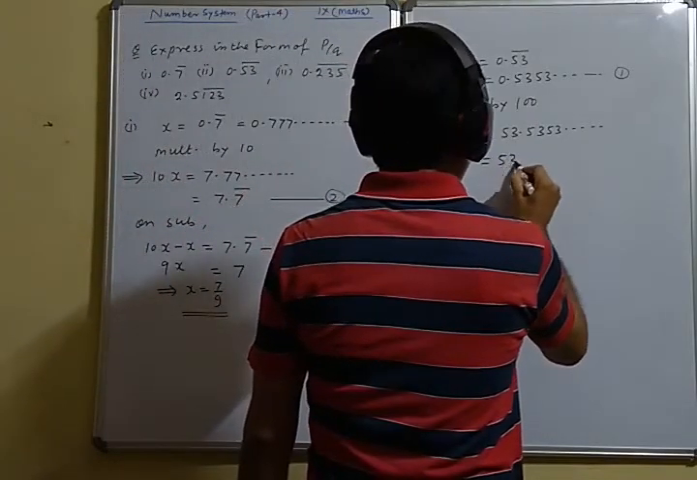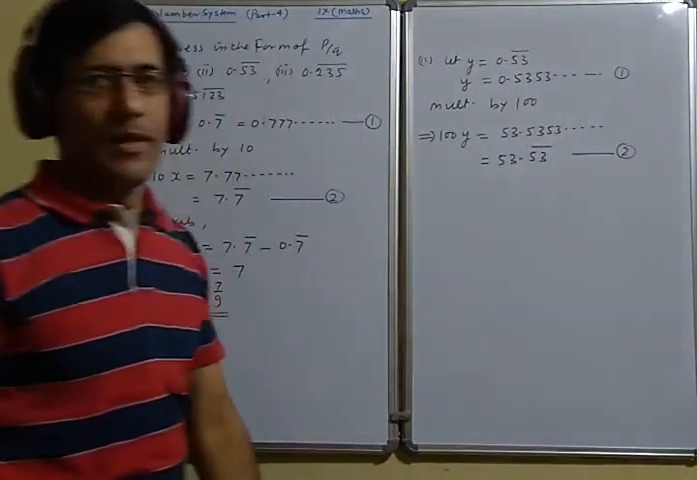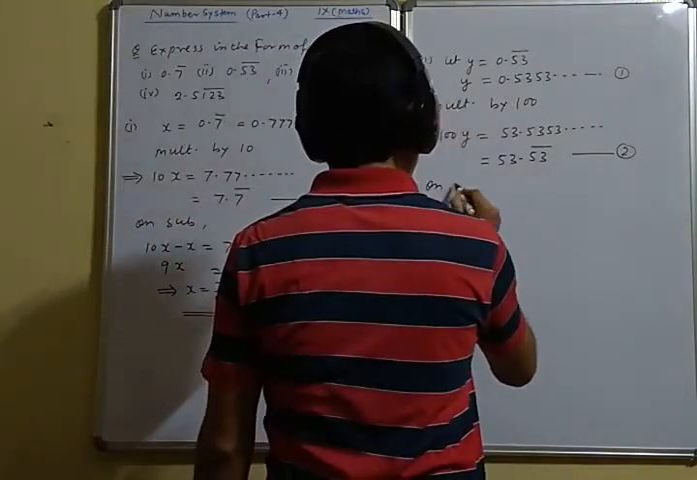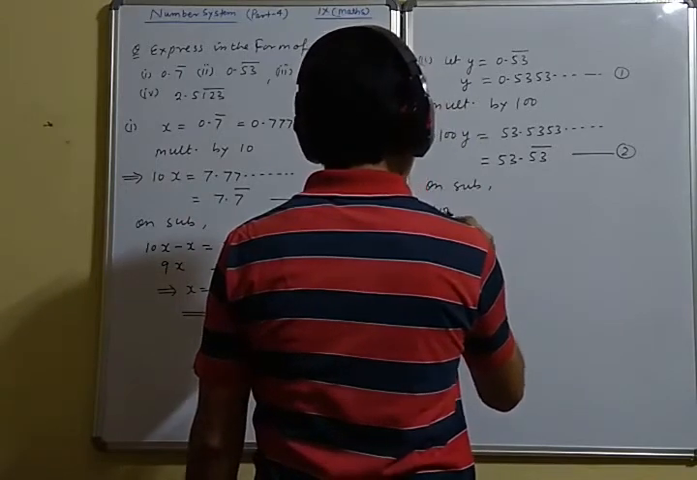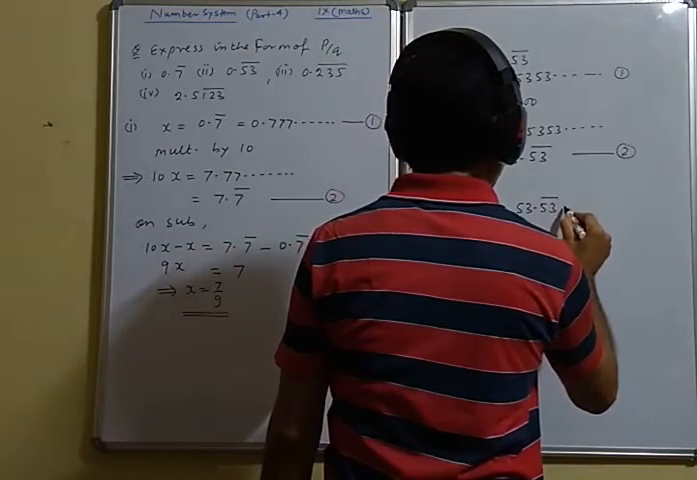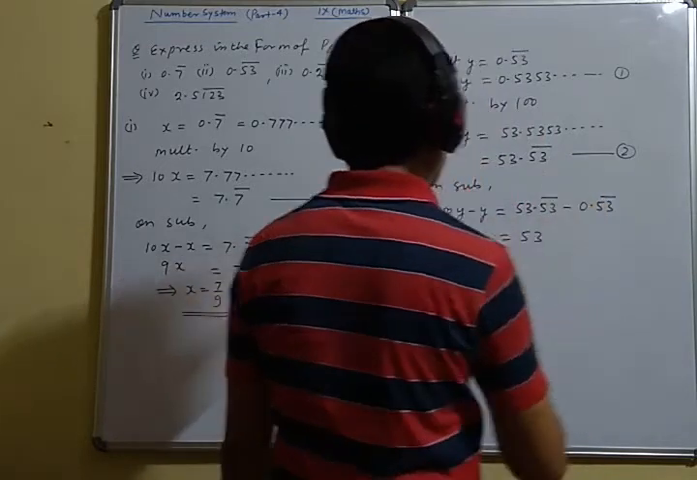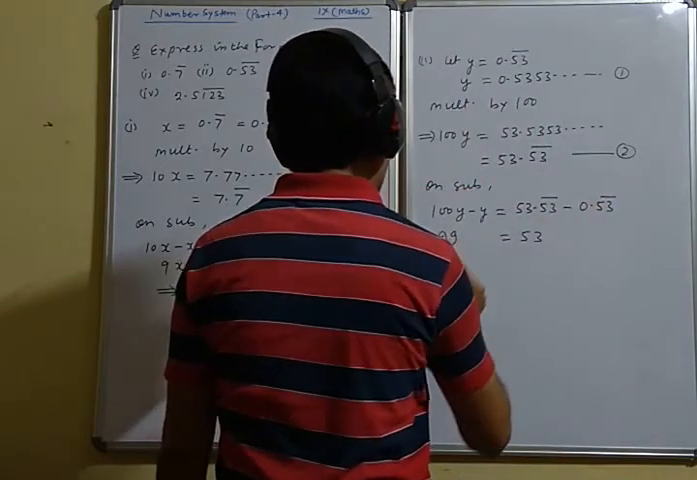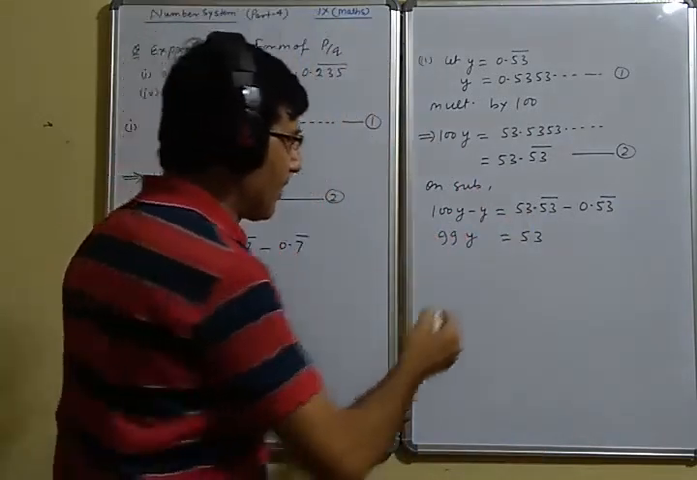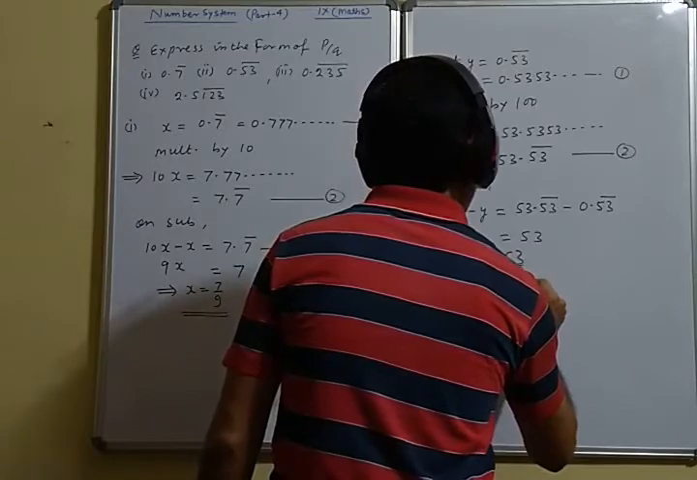So now what can we write? 53.53 bar. Mark it as equation number 2. Now once again, subtract equation 1 from equation 2. On subtraction, 100y minus y is equal to 53.53 bar minus 0.53 bar. It becomes 53, and it is 99. 100y minus y becomes 99y. So 99y becomes 53, so y becomes 53 by 99.